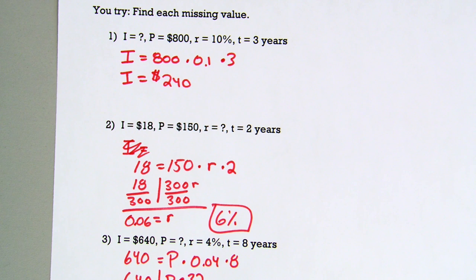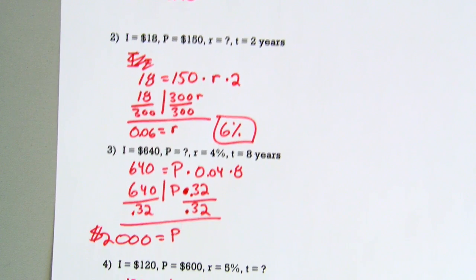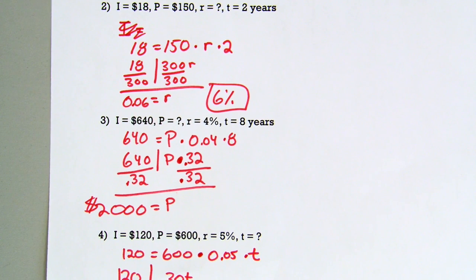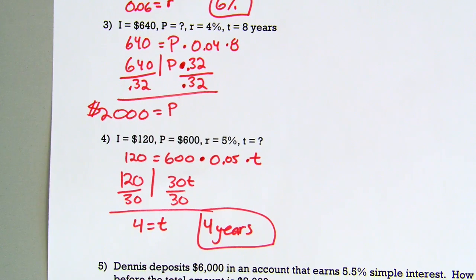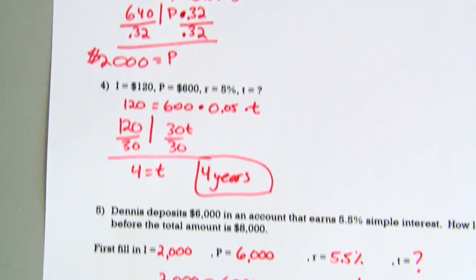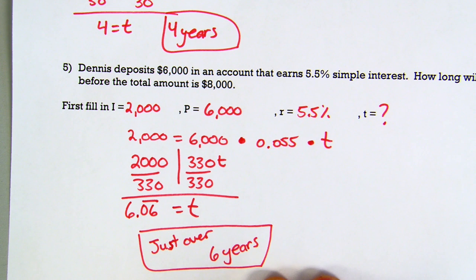You should have gotten $240 for the interest. Number 2 should have been 6%. Number 3 should have been a principal of $2,000. Number 4 should have been an amount of time of 4 years. And then number 5, you should have gotten an interest of $2,000, because it takes $2,000 to get you to $8,000. That's the total amount.